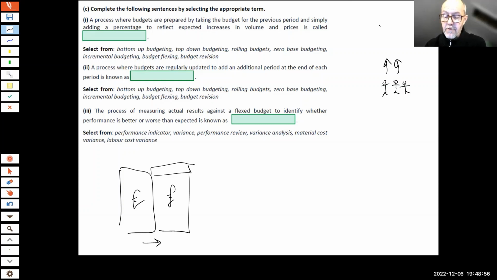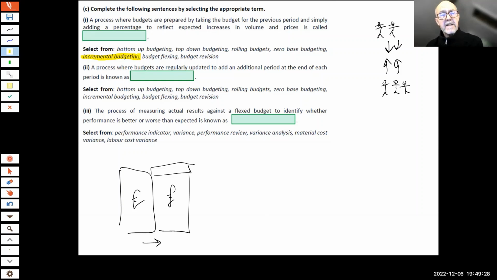Top down, we've already said that that's people on high, wearing top hats, handing it down to the rest of us. Rolling, we've said, is where we are constantly changing throughout the year. Zero base is where everything is done from scratch every time. And there it is, incremental budgeting.